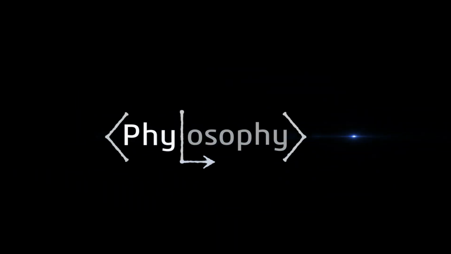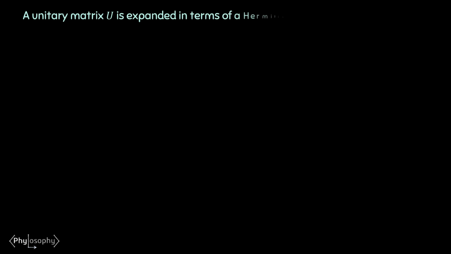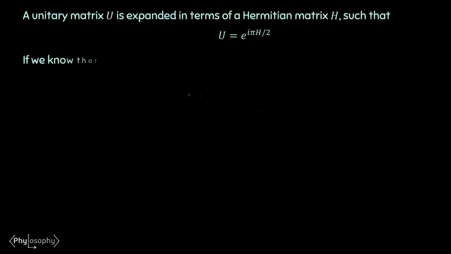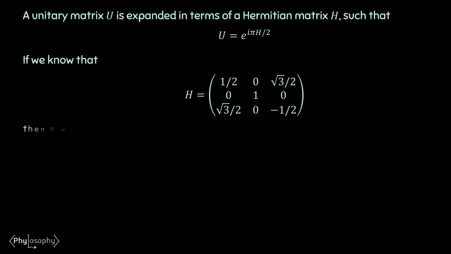In this video, we are going to solve another interesting problem. So the problem is, a unitary matrix U is expanded in terms of a Hermitian matrix H such that U is equal to e to the power i pi H over 2, and H is given by [1/2, 0, root 3 over 2; 0, 1, 0; root 3 over 2, 0, minus 1/2]. Then U must be, and 4 options are given.